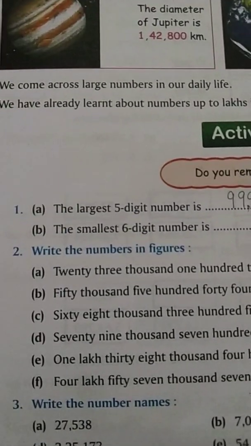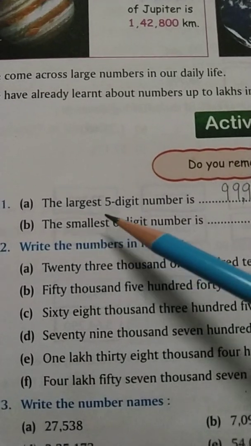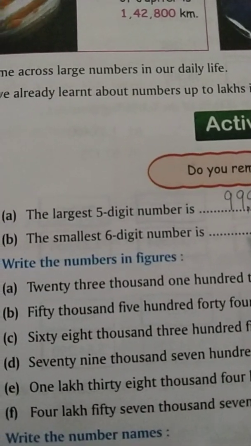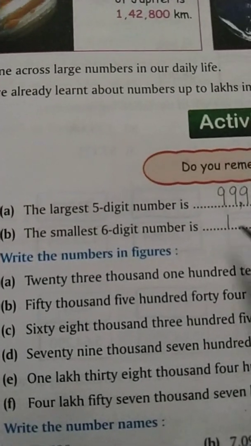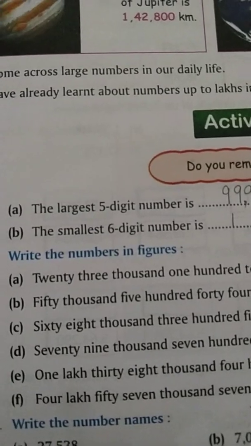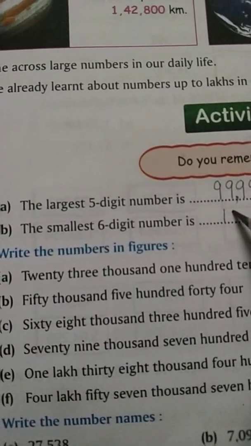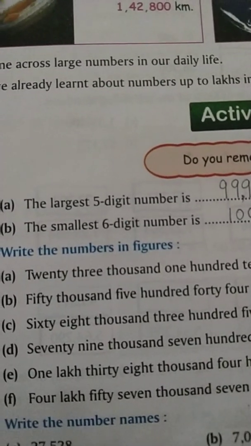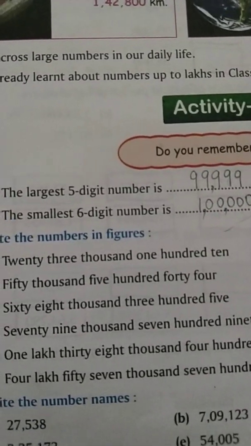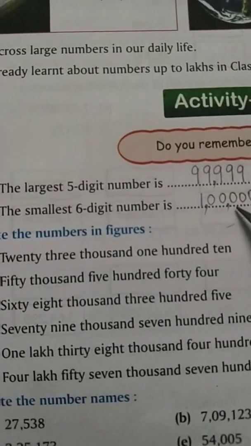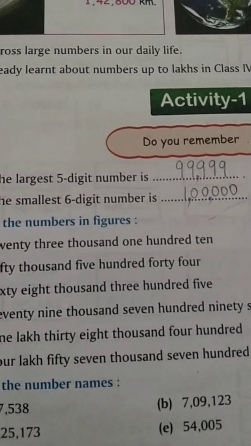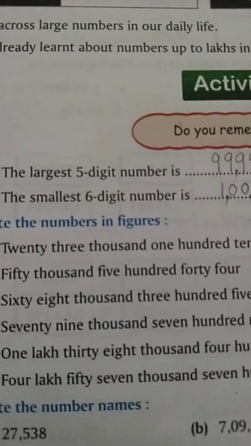99,999. In the same way, the smallest 6-digit number: the smallest 1-digit number is 1. To form the smallest 6-digit number, I need to write 5 zeros with 1. That is 1 lakh. Right? Because if I write 6 times 0, it will have no value. So 1 with 5 zeros has value, that is 1 lakh.